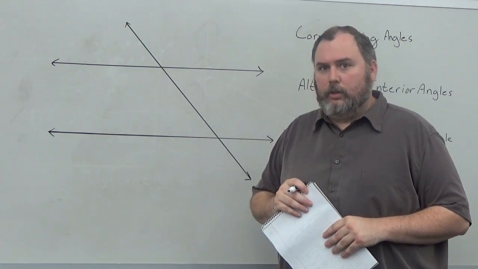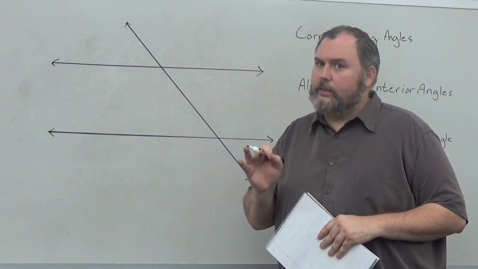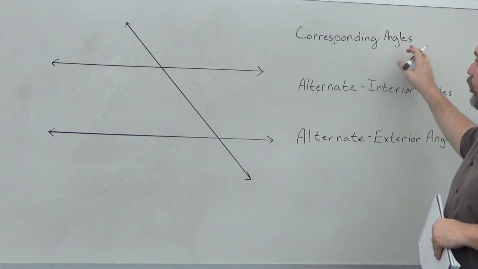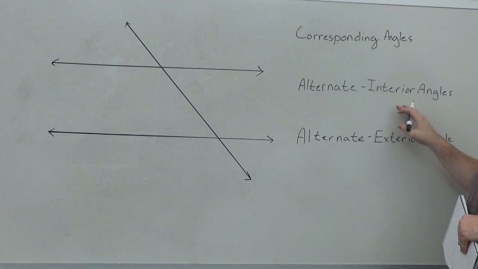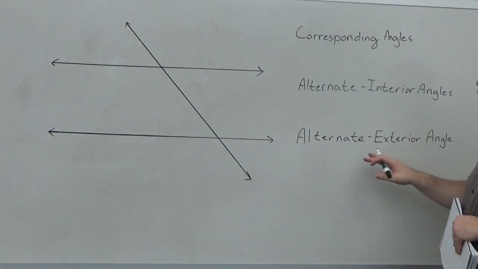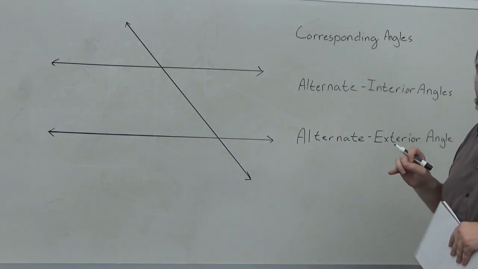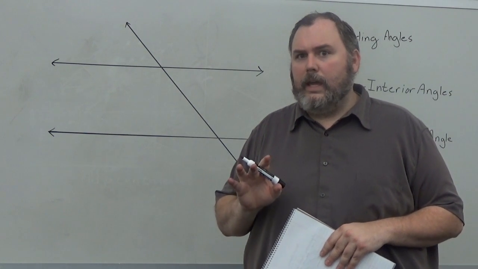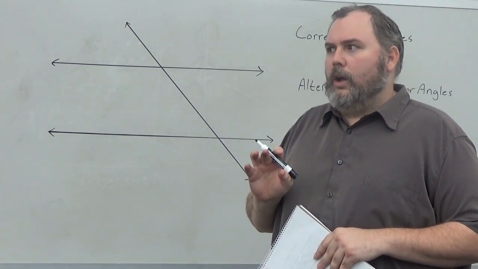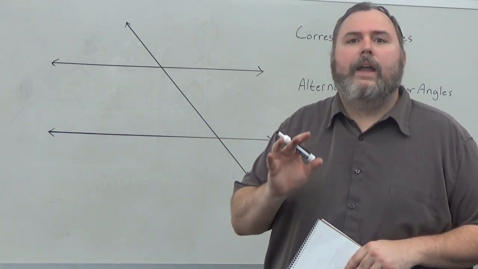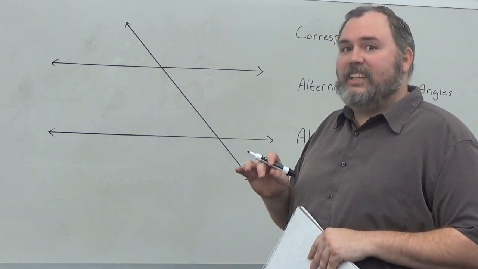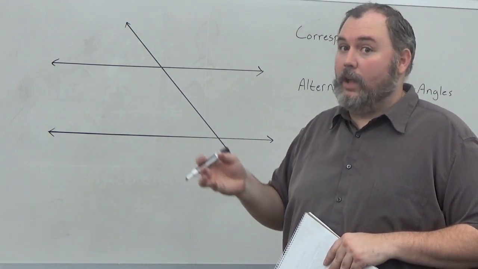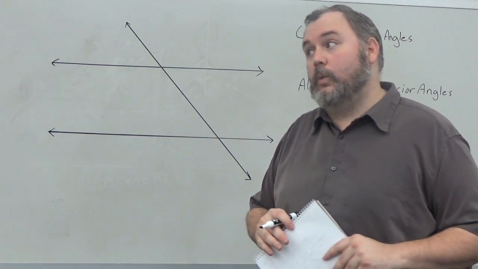This leads us to our next three types of definitions: corresponding angles, alternate interior angles, and alternate exterior angles. Now, there's no good way of having a written definition for this. It's actually easier just for you to see what they are and maybe define it in your own way.